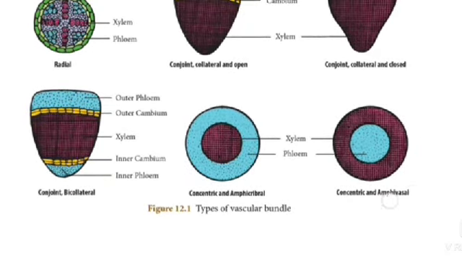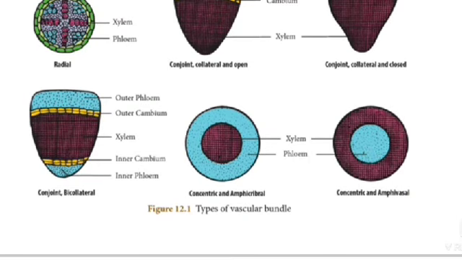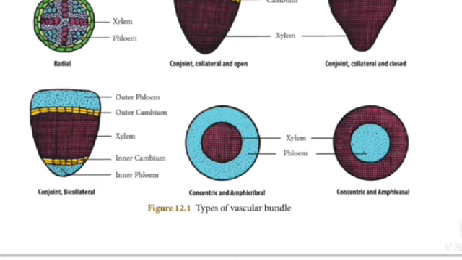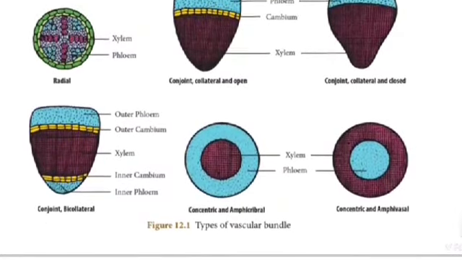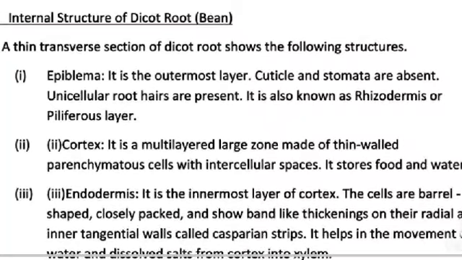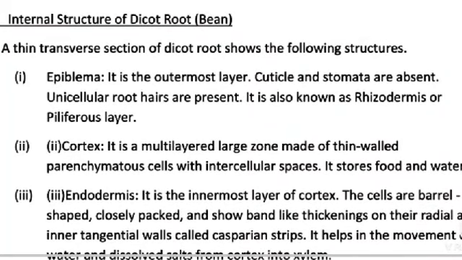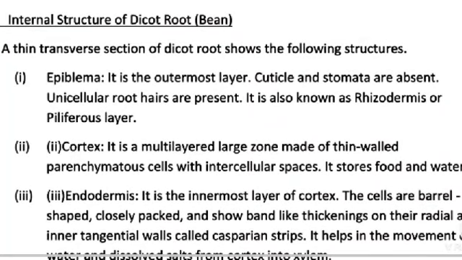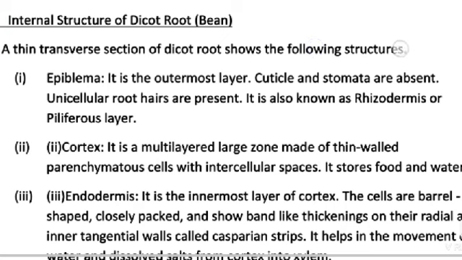Concentric and amphivasal: the center has phloem, surrounded by xylem. This is the type of vascular bundle that occurs in vascular plants. Internal structure of dicot root. Example: bean. A thin transverse section of a dicot root shows the following characters.